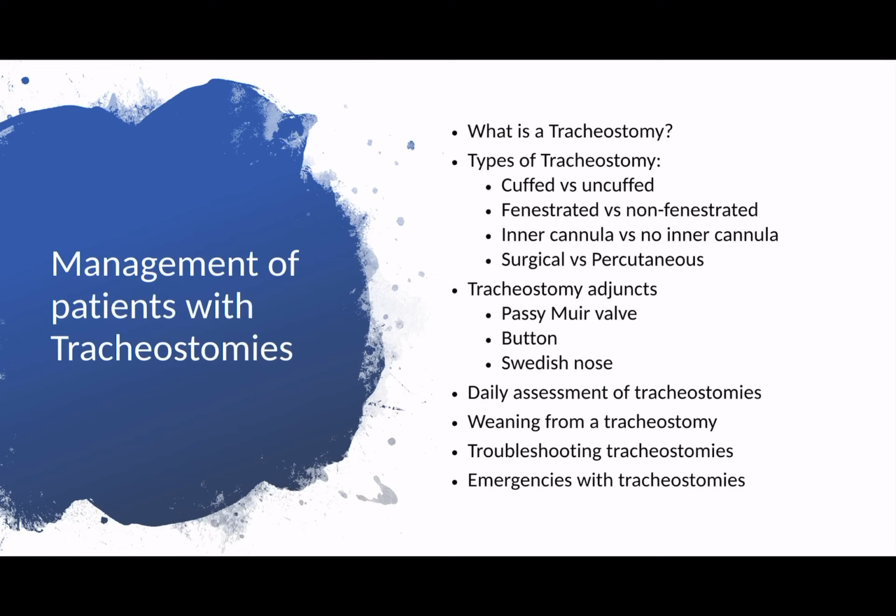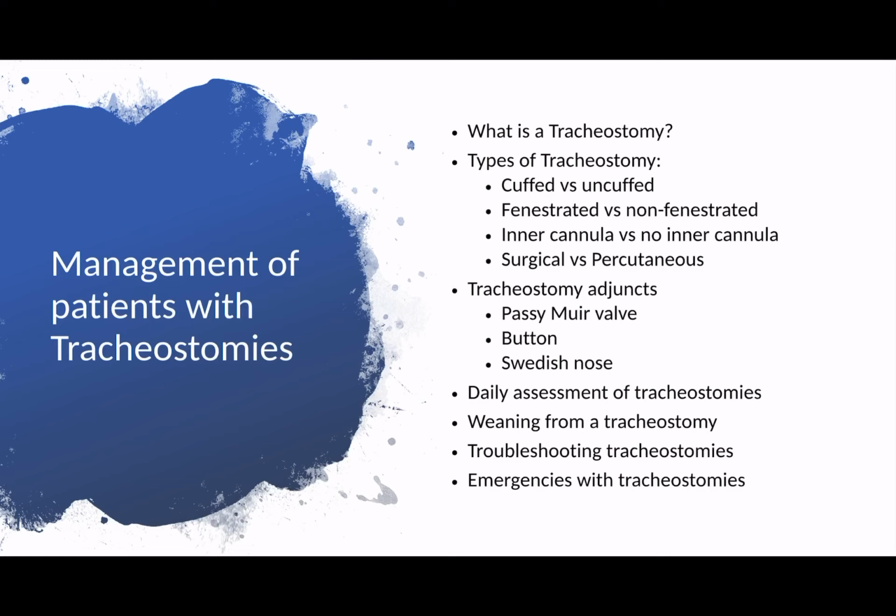So we'll talk about cuffed and uncuffed tracheostomies, fenestrated versus non-fenestrated, those that have inner cannulas and those that don't have any. And importantly, we'll talk a little bit about the different ways in which you can make a tracheostomy. The surgical tracheostomy, which is done in theatre, usually by an ENT or a max-fax surgeon, compared to the percutaneous tracheostomy, which is done on the unit using a Seldinger technique, similar to that which you would use to put a central line in.